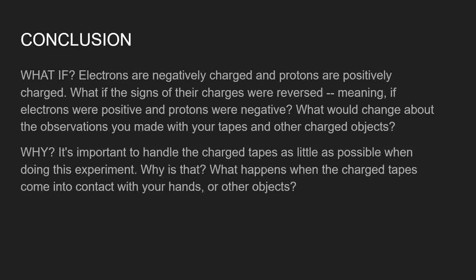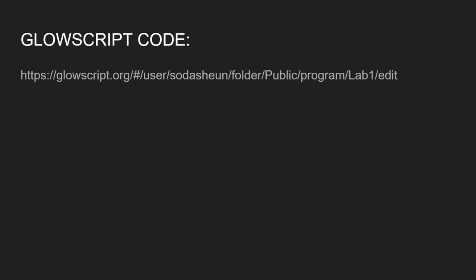Since electrons are negatively charged and protons are positively charged, if the signs of these charges were reversed, we would find that most of our observations would be the same, as opposite signs would still attract and same signs would still repel. It was important to handle the charged tapes as little as possible when conducting this experiment because we found that as these charged tapes came into contact, the charges would be stripped and transferred onto our hands and other objects. The GlowScript code is shown.